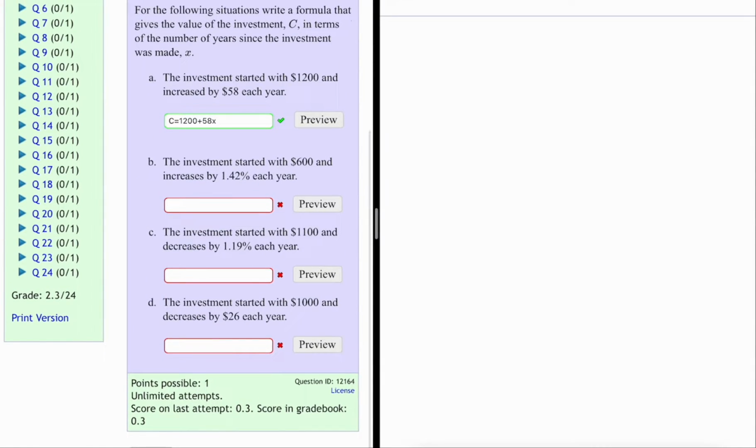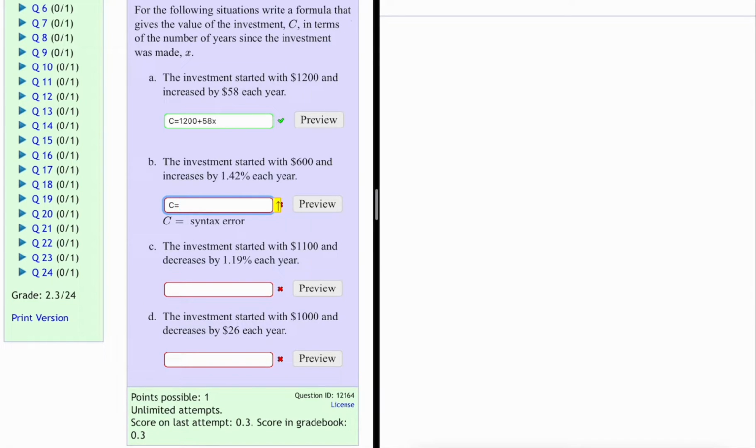But in part B, it says it's going to increase by 1.42%, starting at $6,000. So C, in this case, would be 6,000 times, now we're going to add that on to 100, so 101.42% is the same as 1.0142 to a power of X.